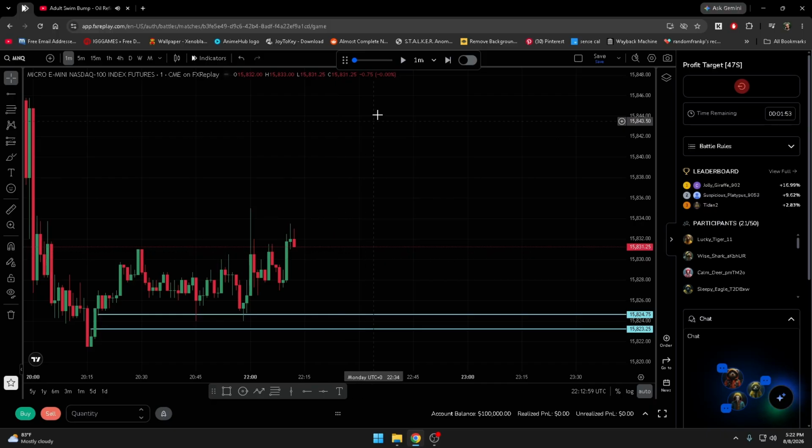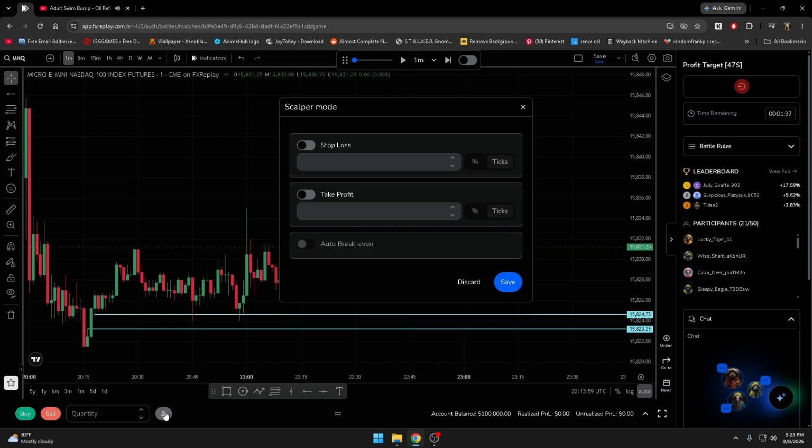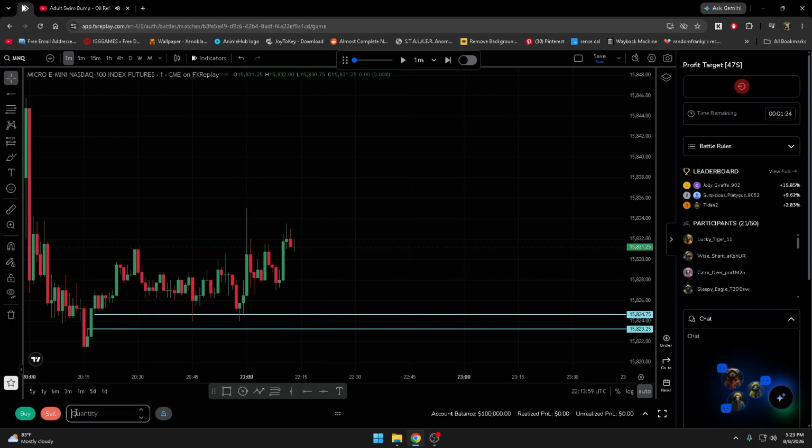Got entry right here. I'm gonna wait till it comes down a little bit more. All right, I'm going in. Broke that. So take profit, 4 ticks, 1 point up. Then 200. And this only works on this trainer right here. Alright, great. No stop loss.